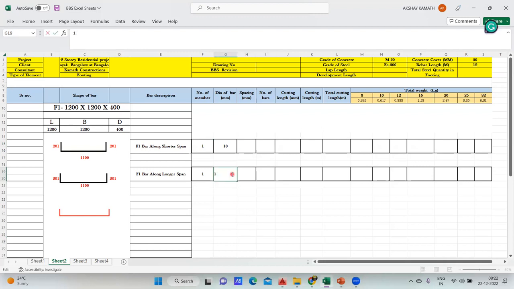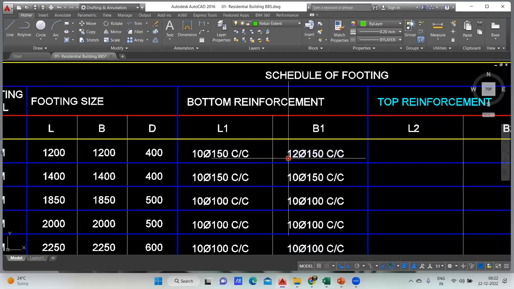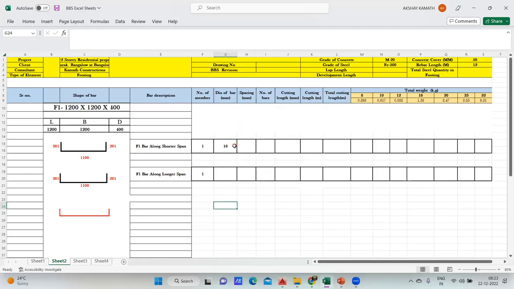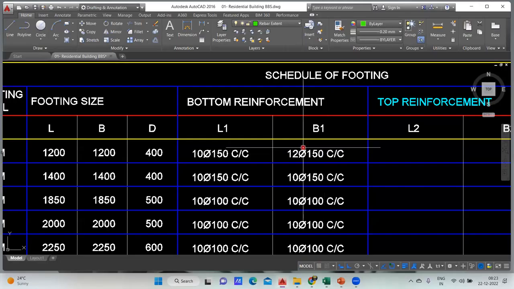If I interlink this, then it is wrong, no? Because shorter it is showing 10, longer also it is showing 10. So it will not make any sense. That is why always don't try to interlink the dia unless it is the same, then you can interlink, not an issue. But try to follow this procedure of not interlinking it. Okay. So anyhow, both are 10 and 10. I'll make it 10, and also this I'll make as 10.